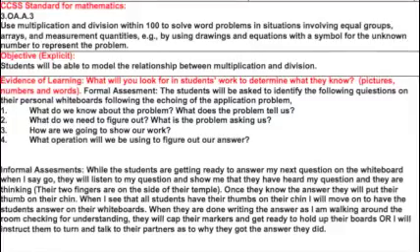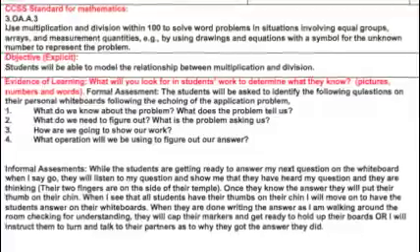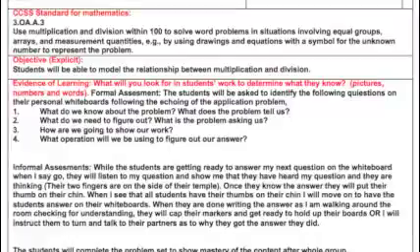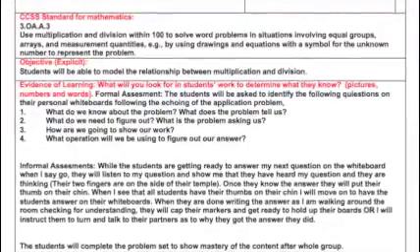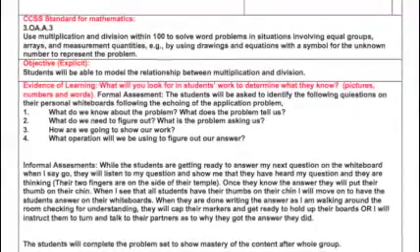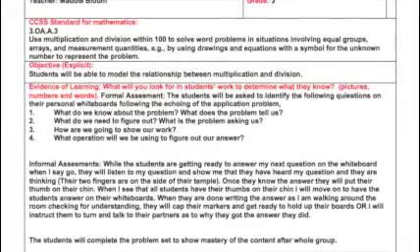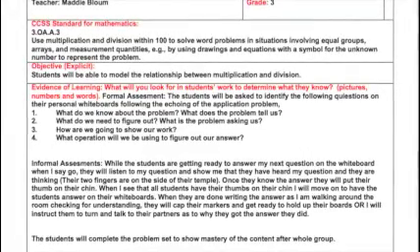Hi class, for my lesson I taught a group of 3rd grade students how to model the relationship between multiplication and division using arrays. The standard I use states, use multiplication and division within 100 to solve problems in situations involving equal groups, arrays, and measurement quantities. For example, by using drawings and equations with the symbol for the unknown number to represent the problem.